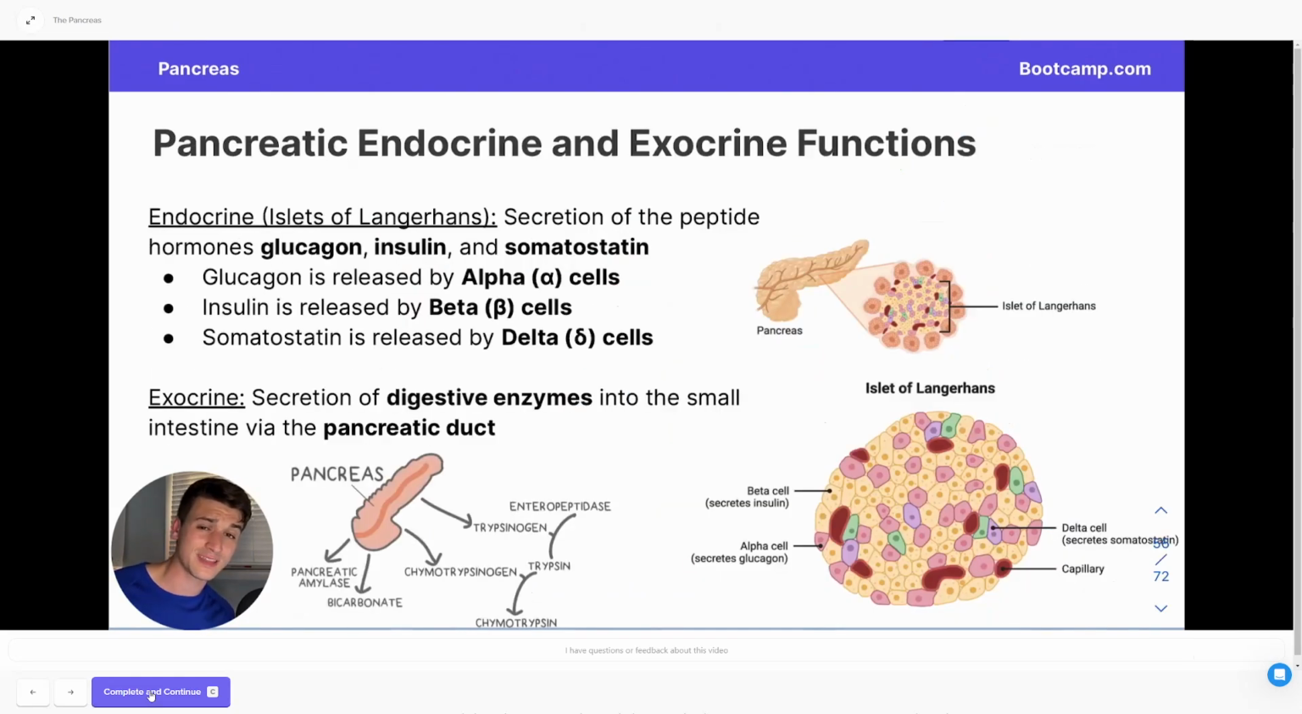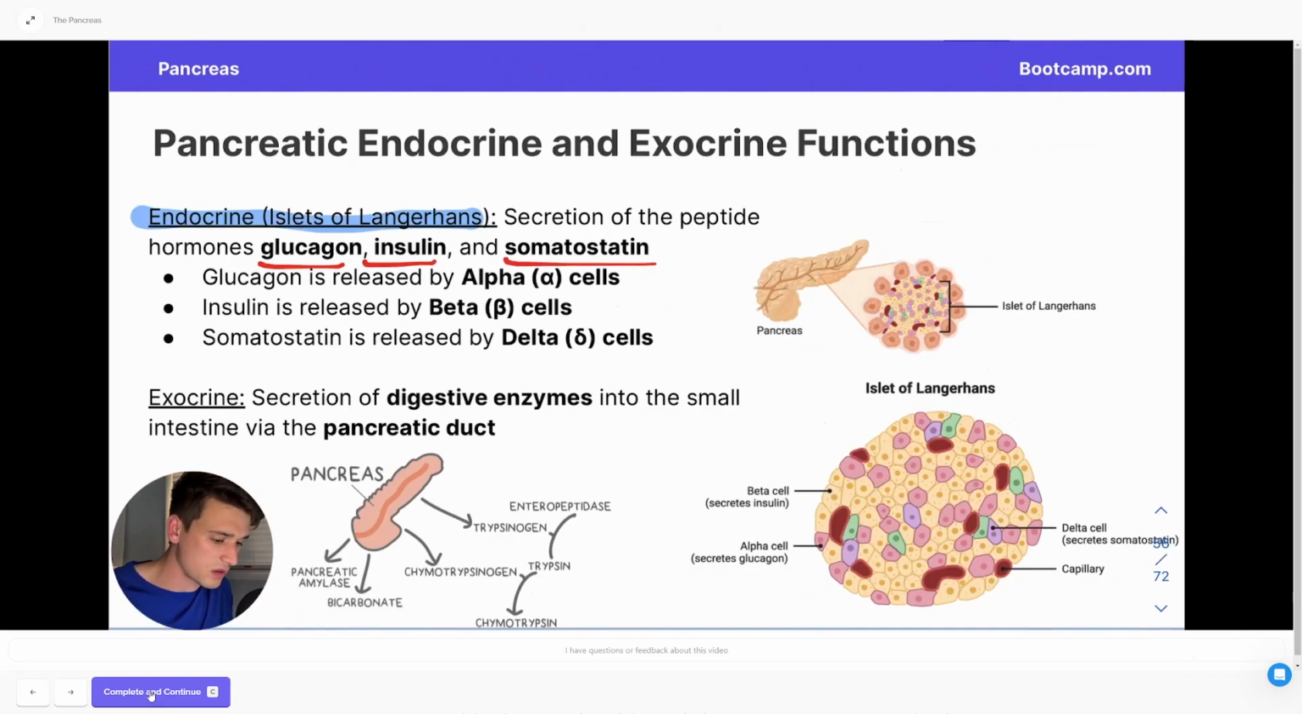So now that we understand the difference between endocrine and exocrine, let's break down the specific endocrine and exocrine tissues of the pancreas. For the endocrine tissues, otherwise known as the islets of Langerhans, we're going to be focused on secreting peptide hormones, in particular, a few that you may recognize: glucagon, insulin, and somatostatin. And as we move on, we'll break each down by their role, but I want to begin by letting you know where each comes from specifically.